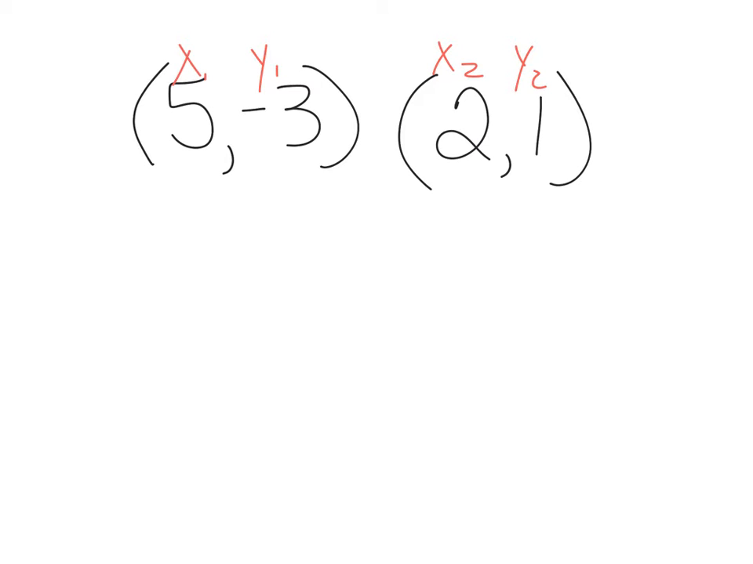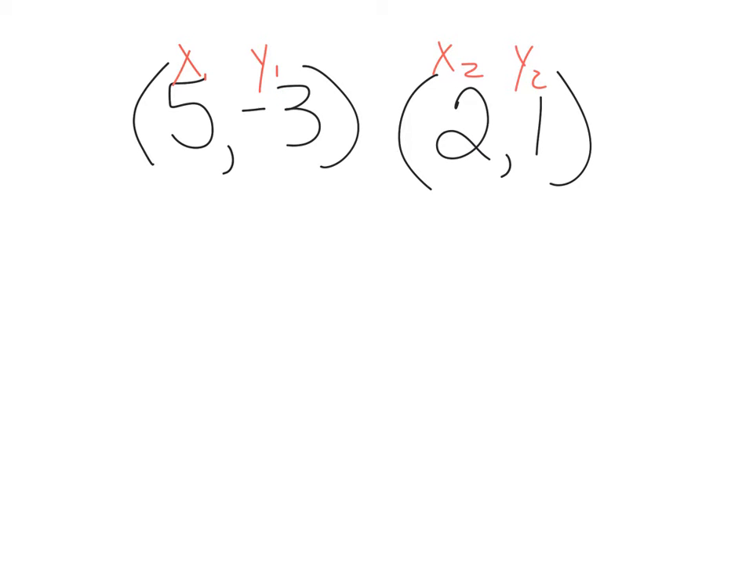Could I have made 5, -3, x2, y2? Yes. Okay. So you can decide that this is going to be your second point and this is going to be your first point. It doesn't matter. You just make sure that your x's and y's are uniform. Meaning if this is x1, this has to be y1. This can't be x1 and this be y2. Okay, so that's the important part.